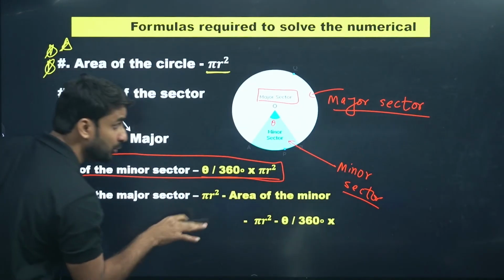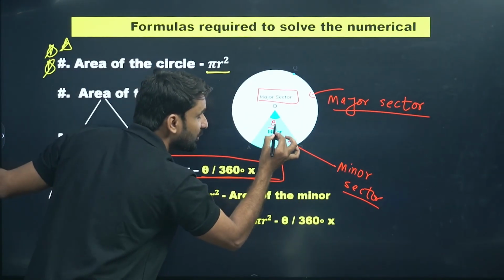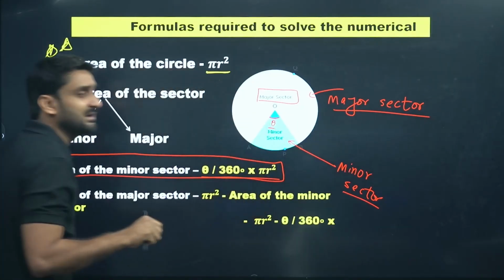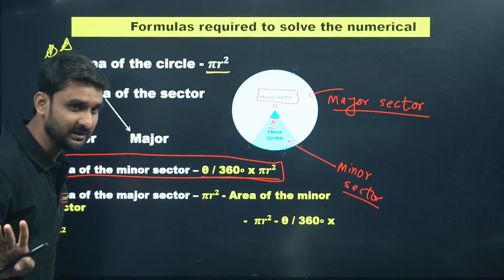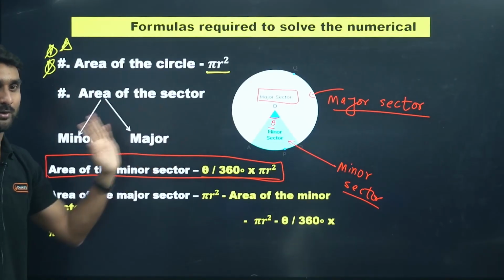And I just told you the theta is here. This is called theta, the angle which is making inside the minor sector. The angle which is present inside the minor sector, that will be your theta. And by using this formula, you can calculate the area of the sector.